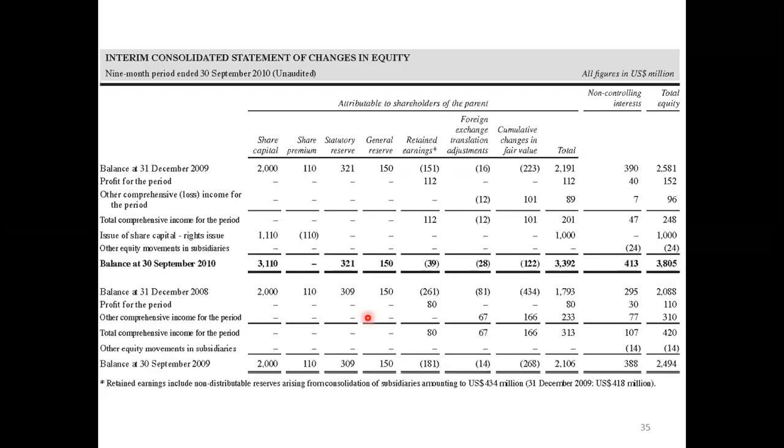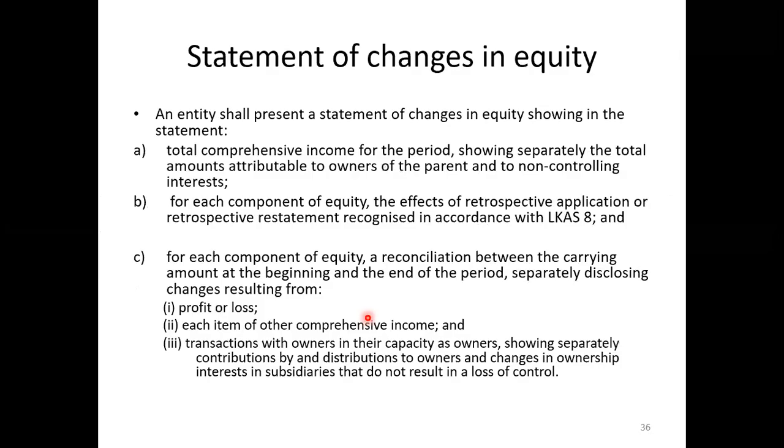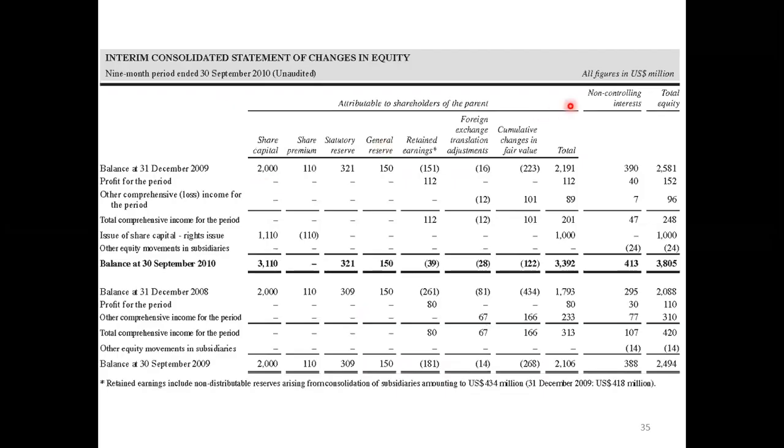So this is the statement of changes in equity. An entity shall present a statement of changes in equity showing the total comprehensive income for the period, showing separately the total amount attributable to the owners of the parent and non-controlling interest. Here you can find the profit for the period. This belongs to the non-controlling minority interest and controlling body.